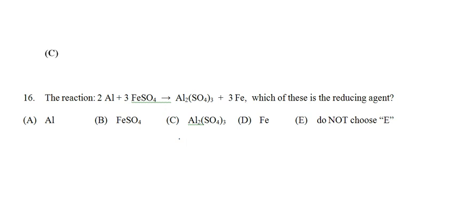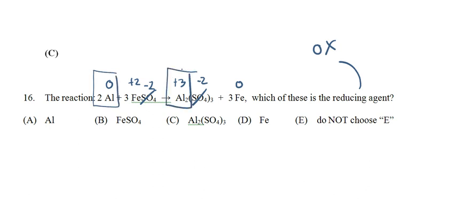16. The reaction is given. Which of these is the reducing agent? Well, let's find out what the charges are. Aluminum by itself, no charge. Iron, well, sulfate has a -2 charge, so iron has to have a +2. Aluminum is +3, sulfate's still -2, so sulfate's not doing a stinking thing. And then iron is 0. So reducing agent means that the thing is oxidized. So who is oxidized in this reaction? Well, looks like aluminum goes from 0 to +3. So the reducing agent, and again, agents can only be on the reactant side, is Al.